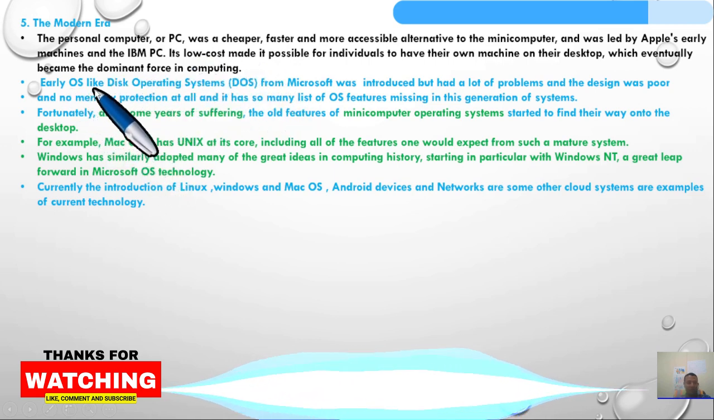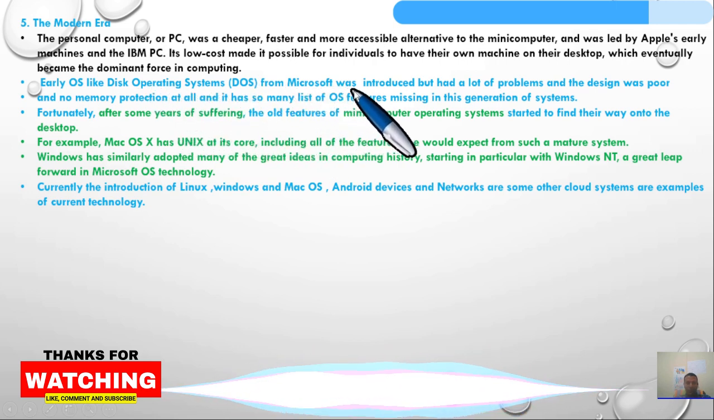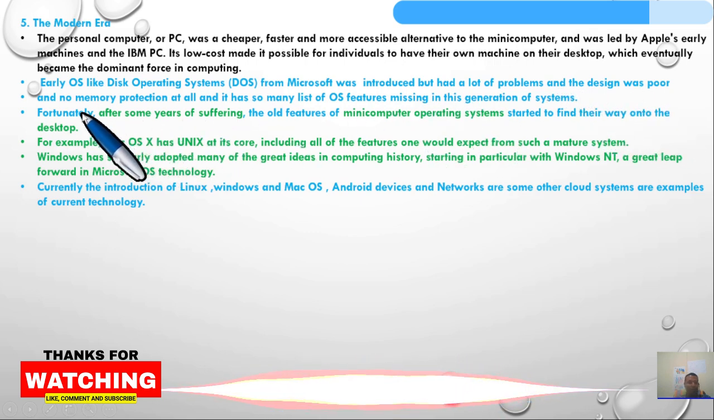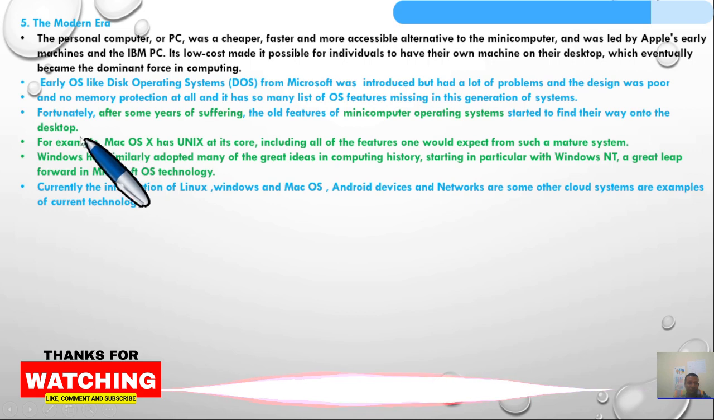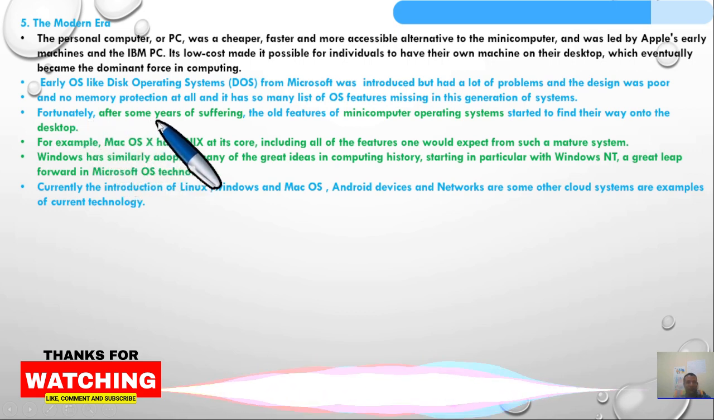Early operating systems like the Disk Operating System, DOS, from Microsoft were introduced but had a lot of problems. The design was poor, there was no memory protection at all, and a long list of operating system features was missing in this generation of systems. Fortunately, after some years of suffering, the old features of minicomputer operating systems started to find their way into the desktop.